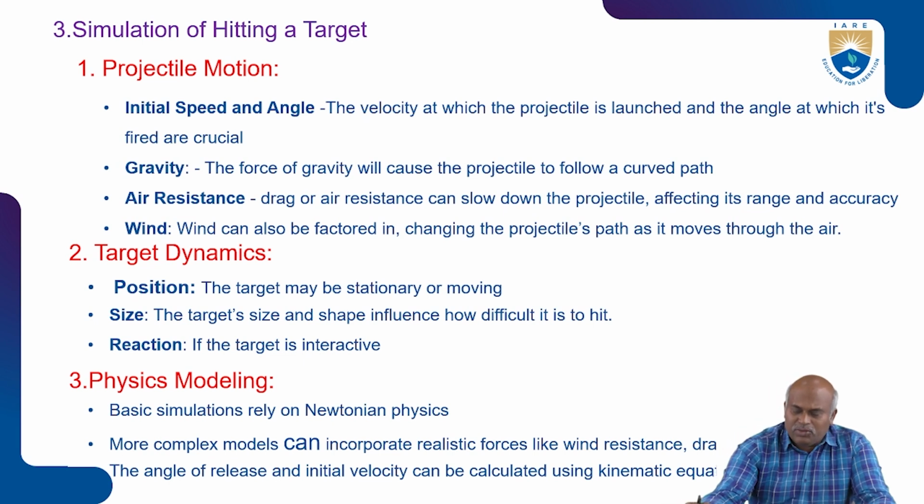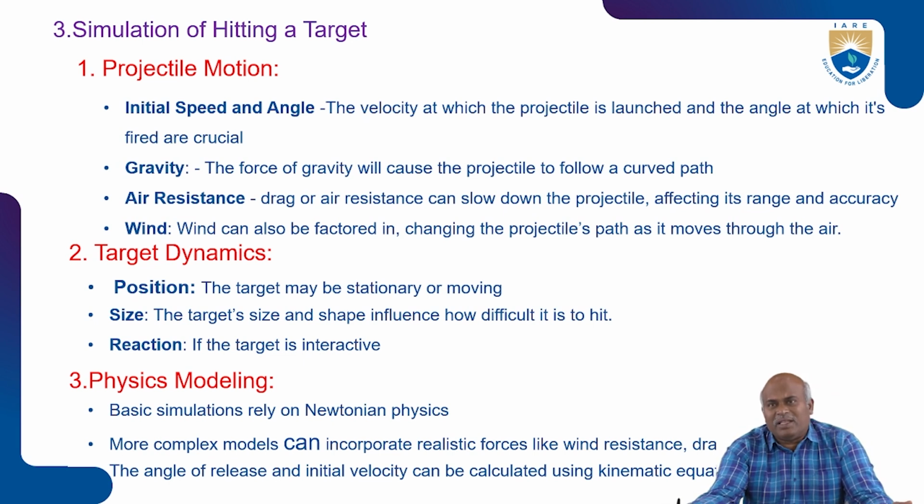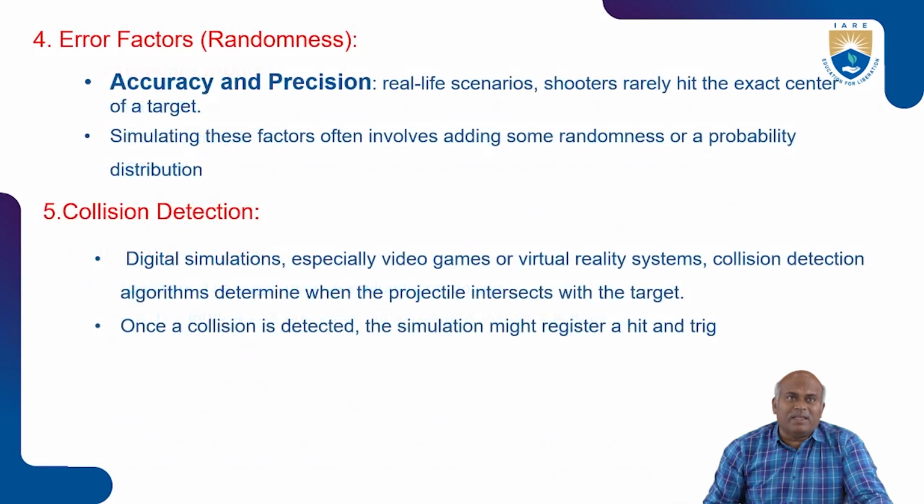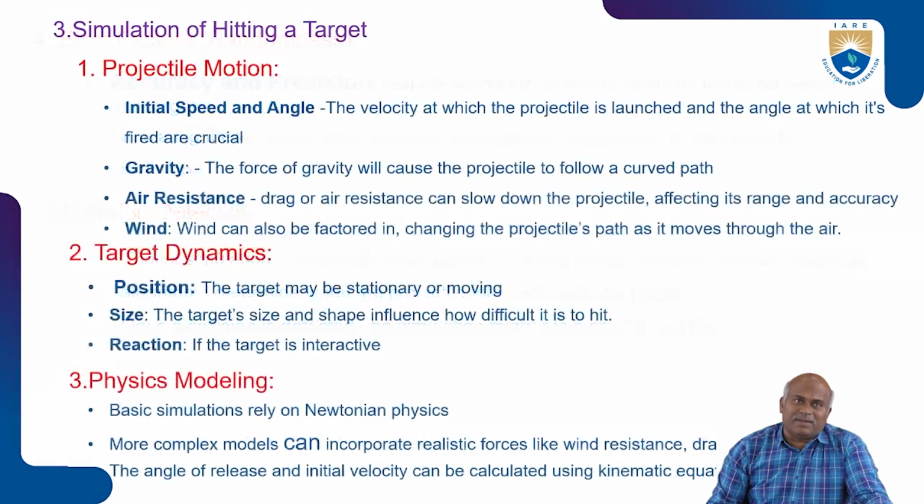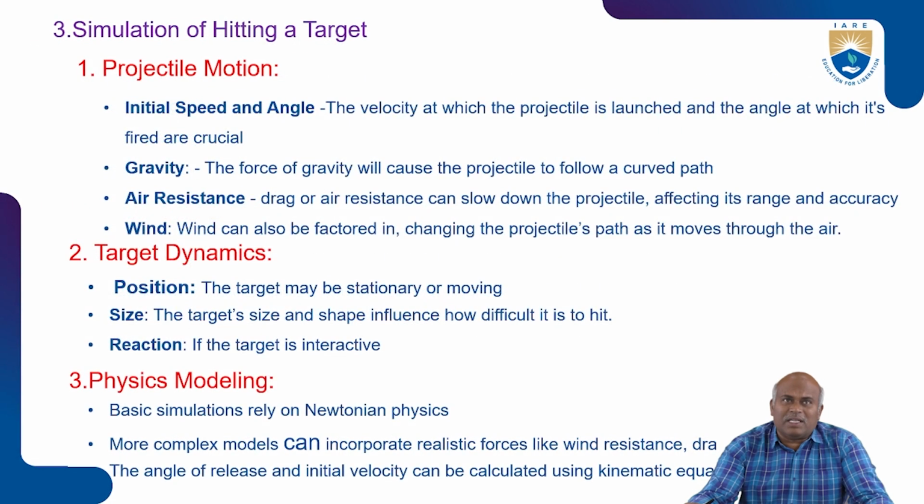Next, we go for the hitting target. Up to two we studied what the inventory is. Now we go for the hitting target, the third case. In this hitting target, we should follow a few steps: projectile motion, target dynamics, physical modeling, error factor and collision detection. First, we go for the projectile motion. We measure the initial speed and angle.